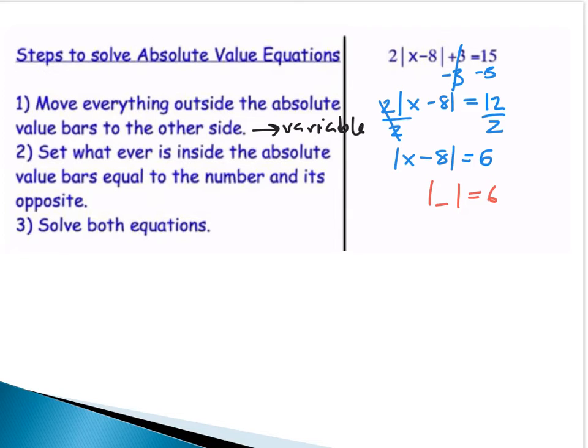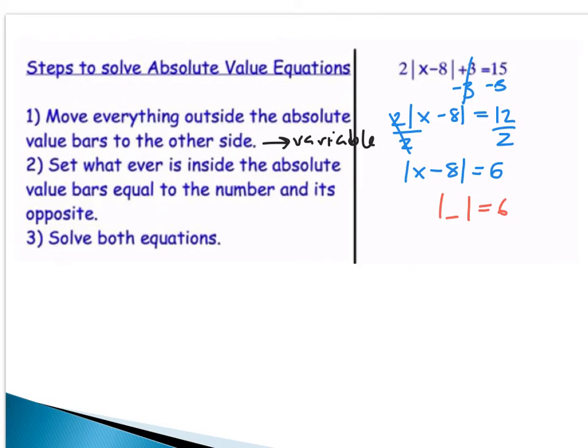So remember, there are 2 potential things that could happen. Whatever's inside, x minus 8, that could equal 6, because the absolute value of 6 is 6. But whatever's inside x minus 8 could also equal negative 6, because the absolute value of negative 6 would also give me 6. So what we have to do then is set up 2 equations. So this is step 2. Remember how we set everything inside x minus 8 equal to the number 6 and its opposite, negative 6. That gives us 2 equations, and now what we're going to do is solve both.